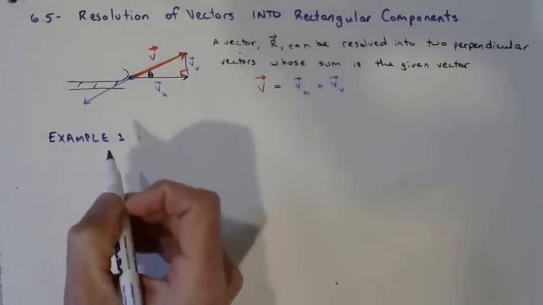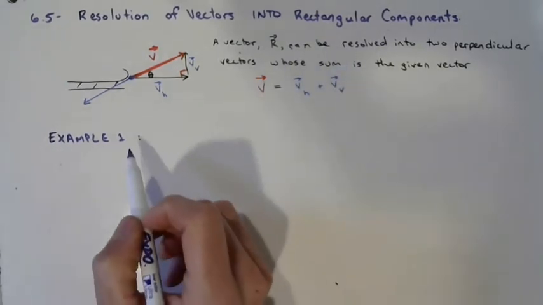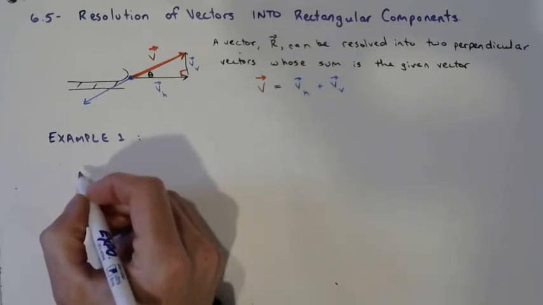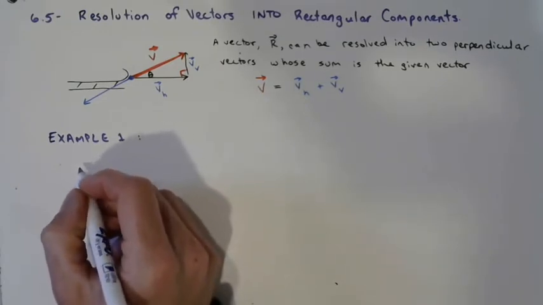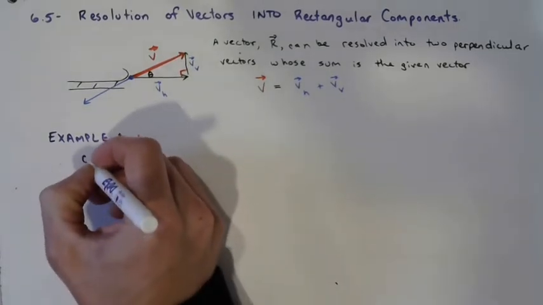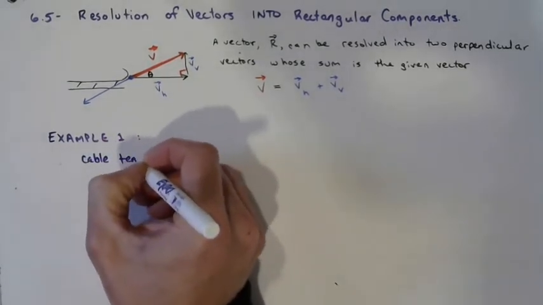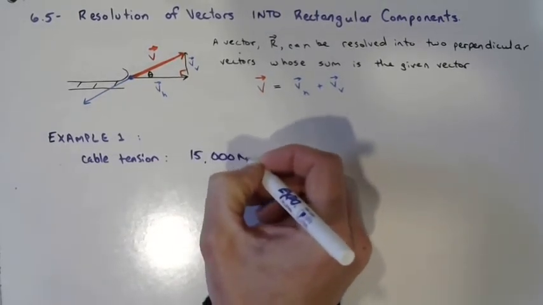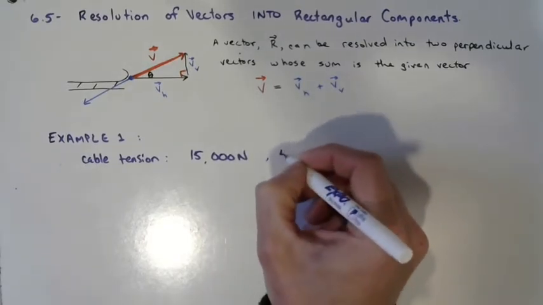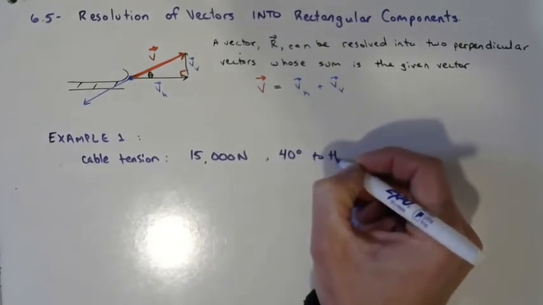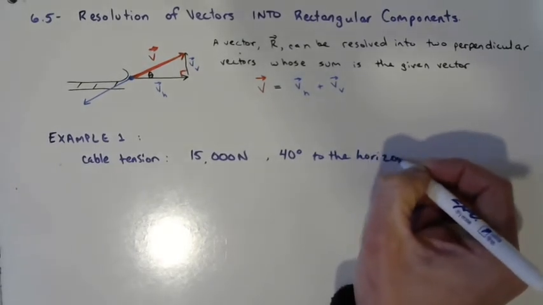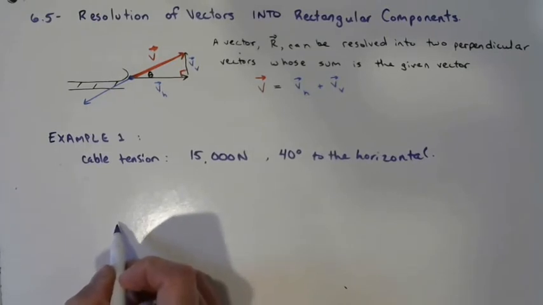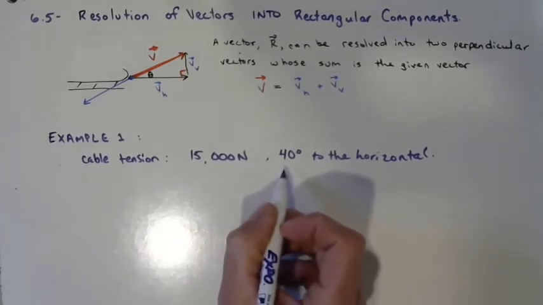Example 1. Okay, we're finding the rectangular components of a force. We have a tow truck, and it's pulling a car from a ditch. The cable tension is 15,000 newtons at an angle of 40 degrees to the horizontal. All right, so we can picture this tow truck. We've got a car in the ditch and 40 degrees to the horizontal.